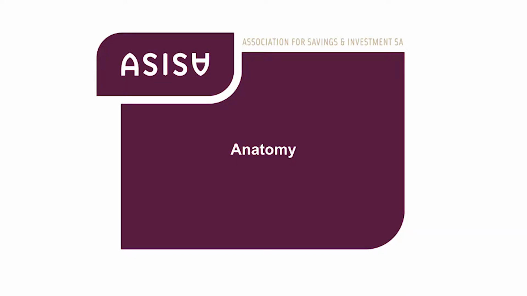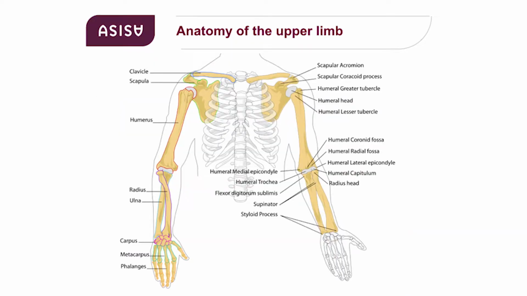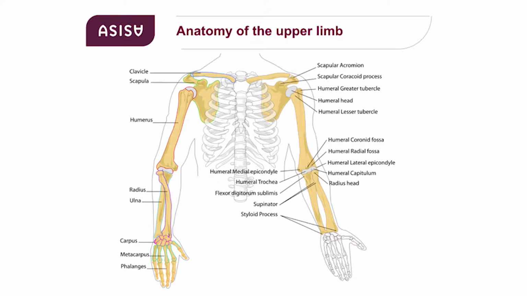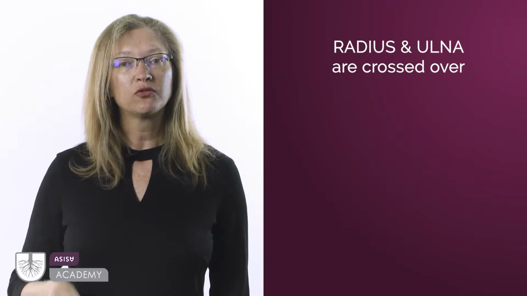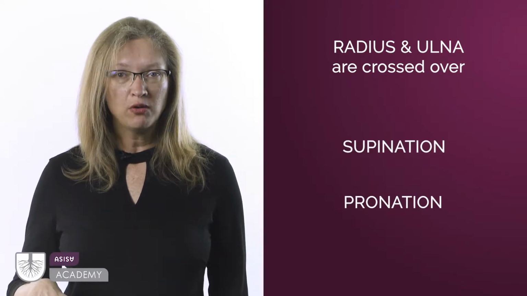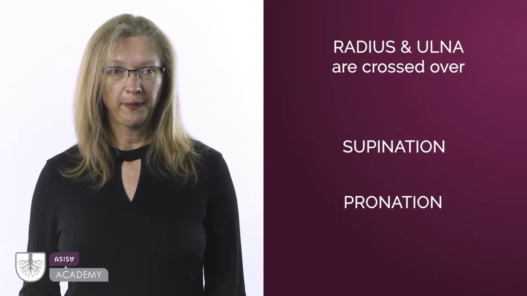Let's start with anatomy. The basic anatomy of the upper limb: we start with the clavicle, which is the collarbone, then the scapula, which is the wing bone at the back of the shoulder. The main bone in the upper arm is the humerus, and in your forearm you have two bones, the radius and the ulna. They are crossed over each other, and that allows for supination and pronation of the forearm.